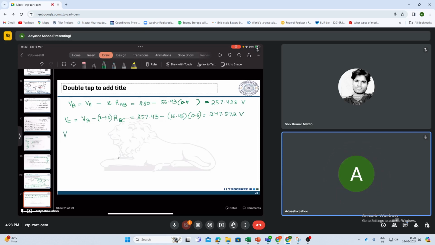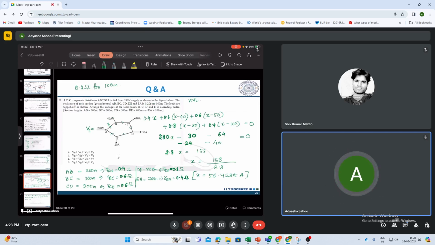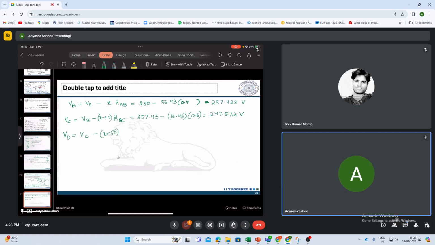Now what will be VD? VD is VC minus, I think it was 50, right? Yes, CD is 50. So X minus 50 times RCD, and VC is 247.57 minus, so this will be 6.43, and what is RCD? RCD is 0.6. So that will give me minus 6.43 times 0.6. So 243.714 volt.